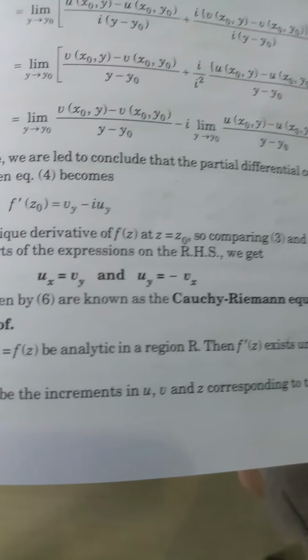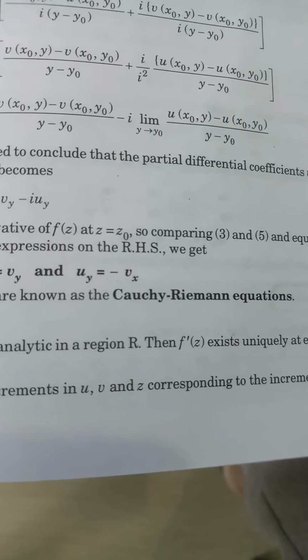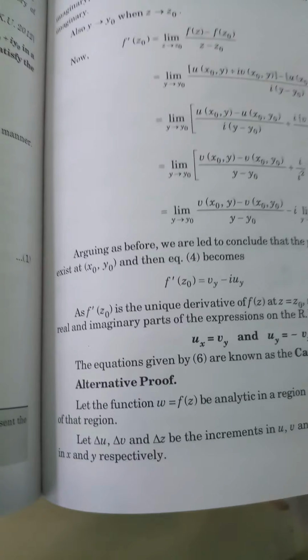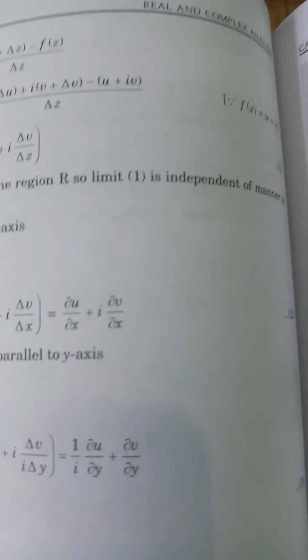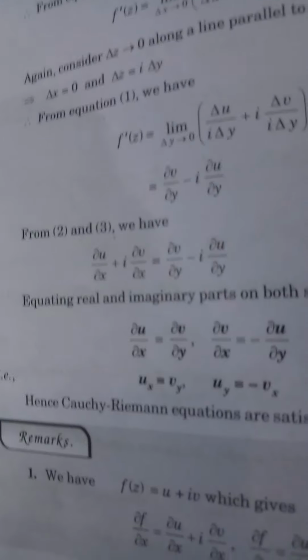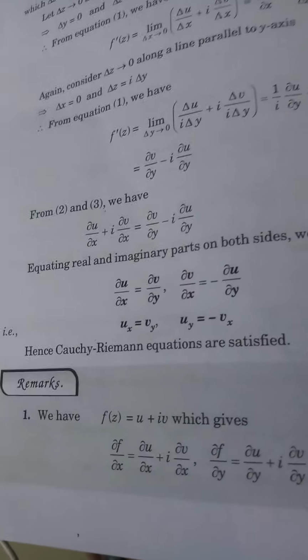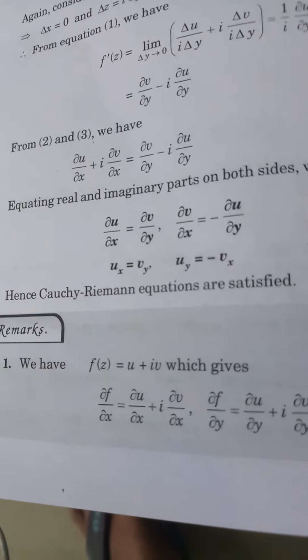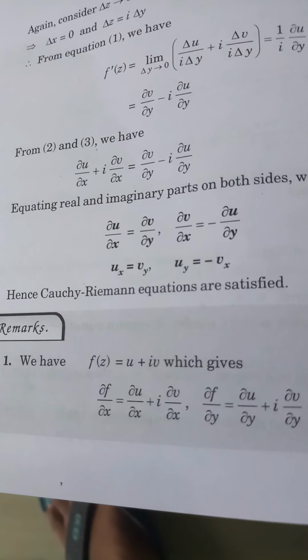Let the function w equal to f(z). This is the alternative proof. We have given one proof. If there is time, this is the alternative proof. You will go through this. We go further because we have proved by one method.